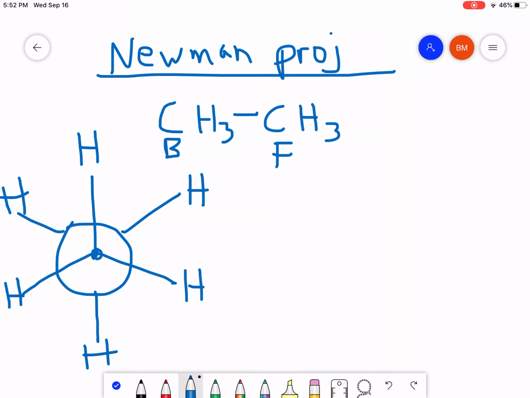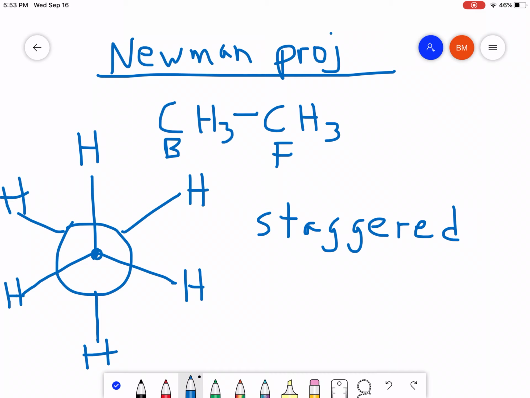You notice how all the bonds are offset from each other. None of them are lined up with each other. In fact, they're staggered. Guess what? We call this the staggered conformation. Pretty creative, huh? I know. In the staggered conformation, the bonds are offset. They're not lined up with each other.